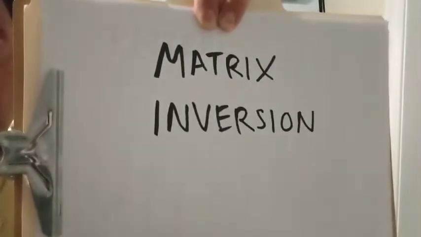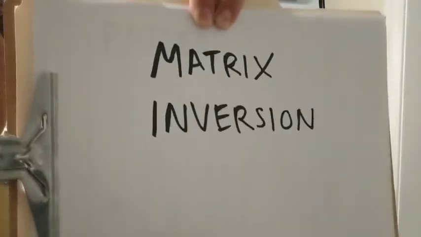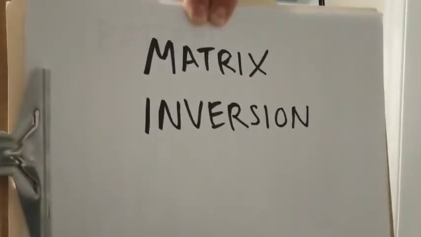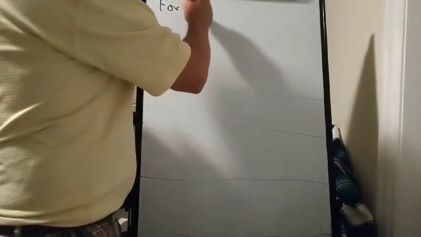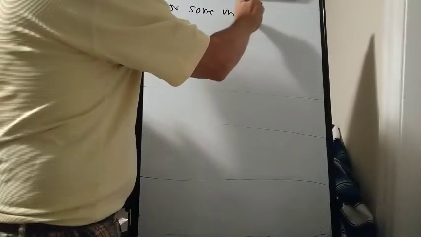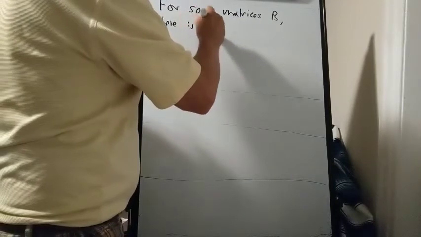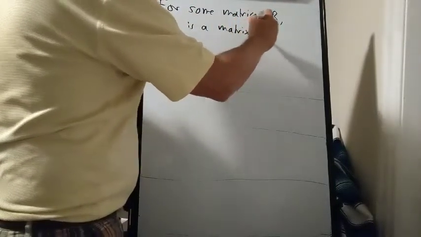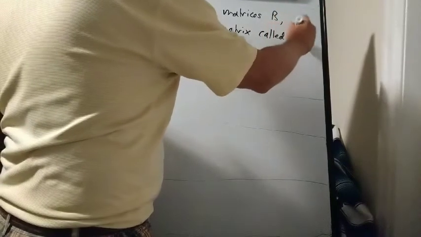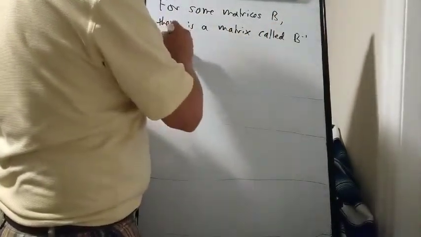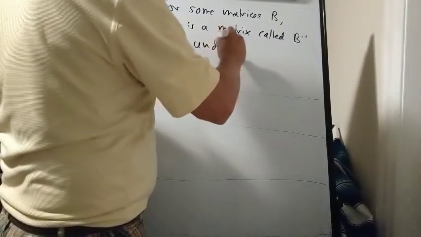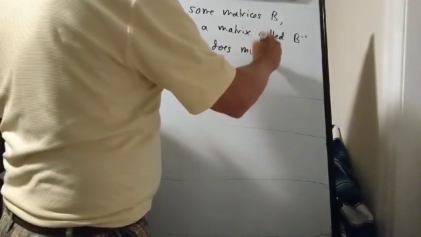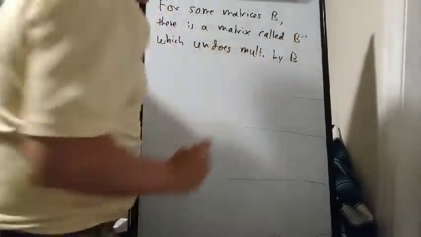Sometimes we can undo matrix multiplication, and when we can, it's called matrix inversion. So specifically, for some matrices B, there is a matrix called B inverse, which undoes multiplication by B.